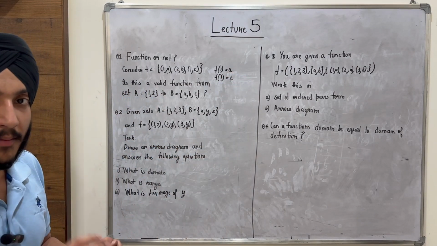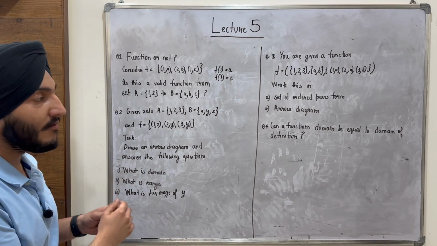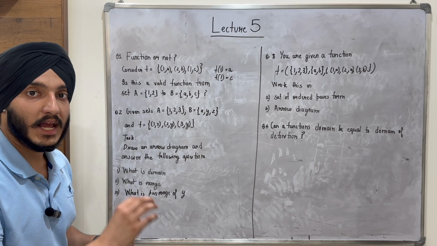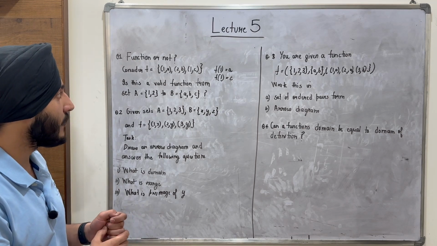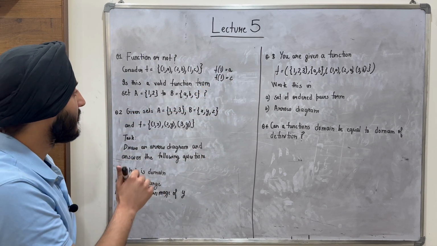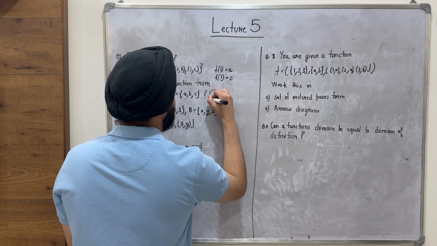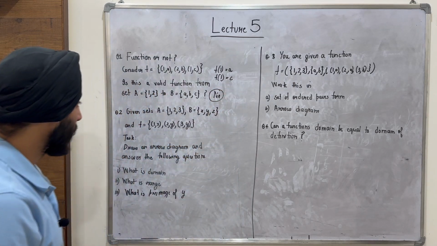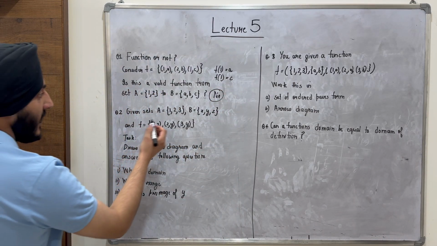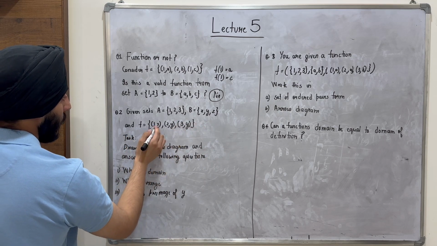But if you remember the definition of a function, each element from the domain should have at most one image. That's the simple definition, right? But over here, 1 has two different images, and this would not be a valid function. So the answer is no, right?